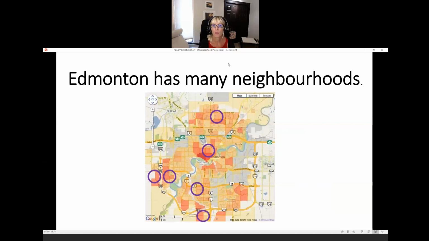I can see from the purple circles that there is a neighborhood here, and here, and here. All of these little shapes are different neighborhoods. There are many neighborhoods in Edmonton. So many neighborhoods. We're not going to count them all. There are many neighborhoods in Edmonton.